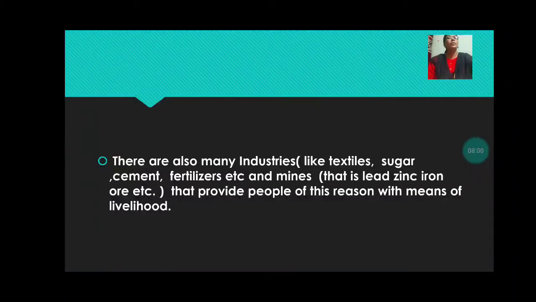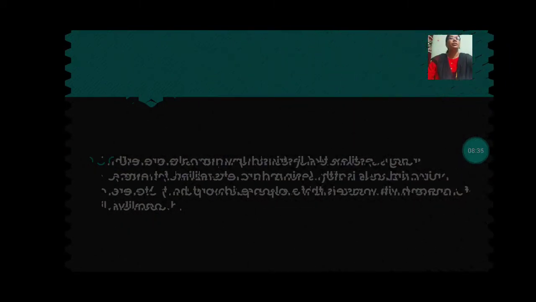Now there are also many industries. Some industries are also located in the desert area like textiles, sugar, cement, fertilizers, etc. and mines, that is lead, zinc, iron and iron ore. So these types of industries are located in Rajasthan that provide people of this region with means of livelihood. They work here and they get jobs here. This is the way of their livelihood, children.